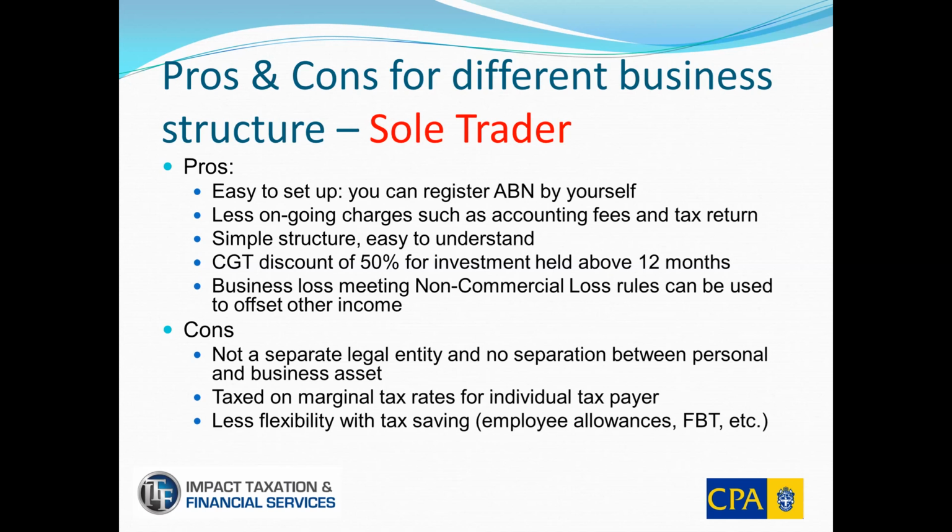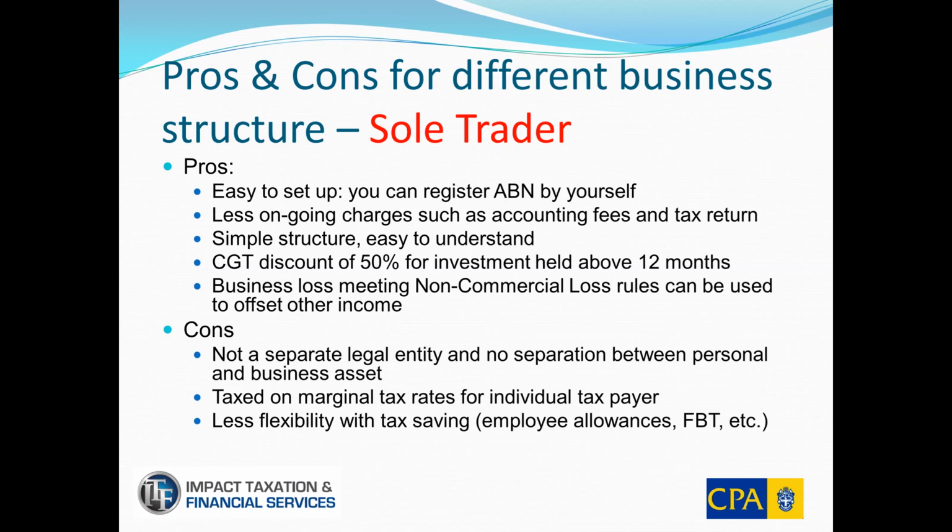Because once you calculate business income, you just add it to other income and then calculate tax. It's very easy. Then there is also the capital gains tax discount. When I put CGT there, that means capital gains tax. There's a discount on capital gains tax of 50% for investments held for more than 12 months. Very commonly, if people have shares or purchased an investment property as a sole trader and hold them for more than 12 months, they get a 50% discount on the capital gains tax. And then the business loss potentially can be used to offset other income.